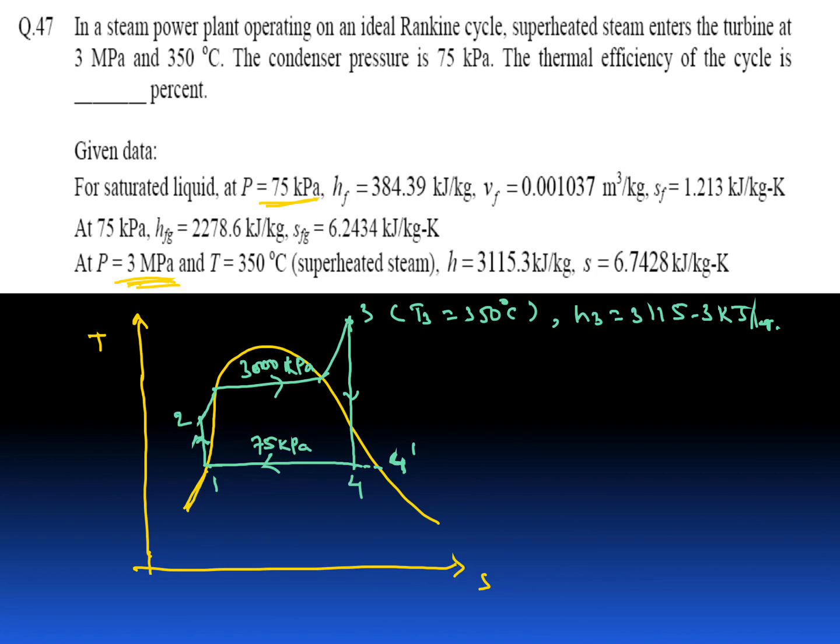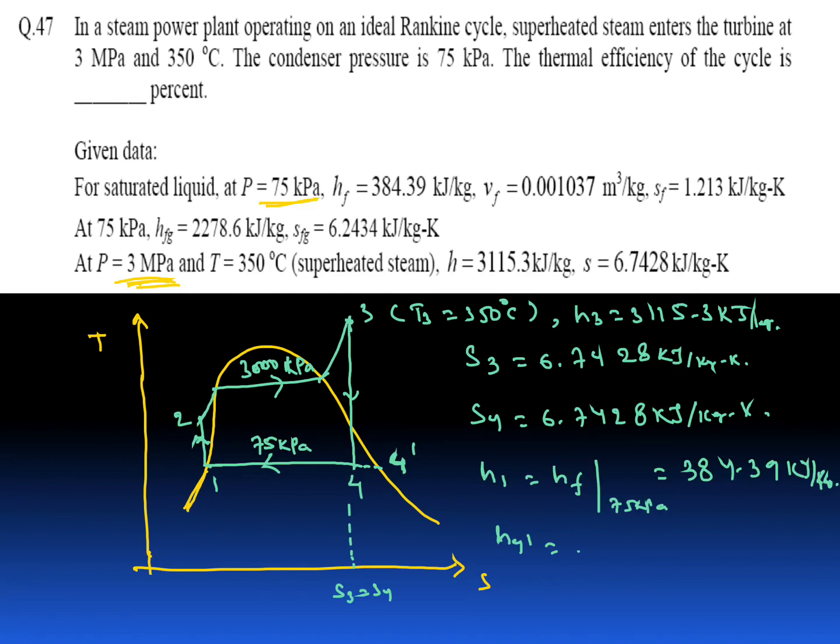So S3 is equal to 6.7428 kilojoule per kg Kelvin. S4 is also the same. Here HFG is given. HFG means H4 dash minus H1, 2278.6 kilojoule per kg. S1 is also given, 1.213 kilojoule per kg Kelvin. Then S4 dash minus S1, or SFG, is 6.2434 kilojoule per kg Kelvin.